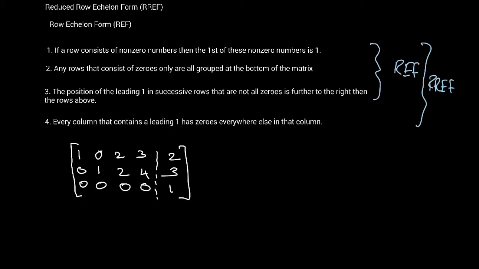So here, what can we say about this matrix? Is it REF? Well, let's see. First property, if a row consists of non-zero numbers, 1, 1, nothing, so that's okay. Second, any rows that consist of zeros only are all grouped at the bottom. Correct? There's only one row of zeros and it is at the bottom. And the third, the position of the leading one in successive rows that are not all zeros is further to the right. Here's the leading one. The next one is further to the right, and there's no leading one in the last row. So it satisfies the three properties. So it certainly is an REF matrix.